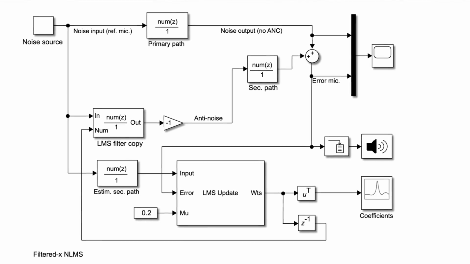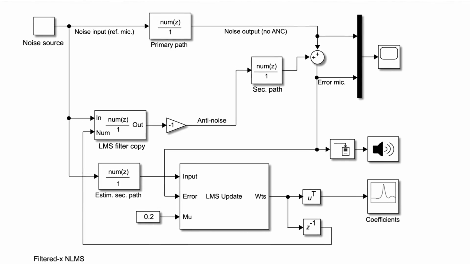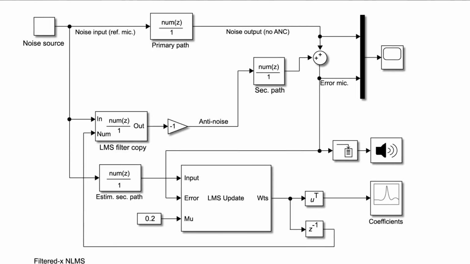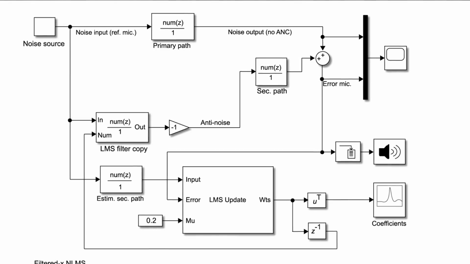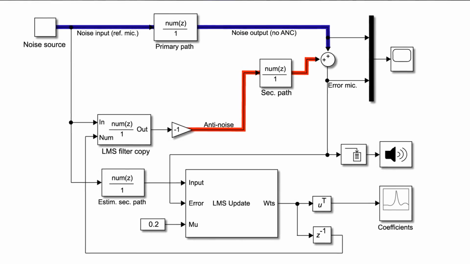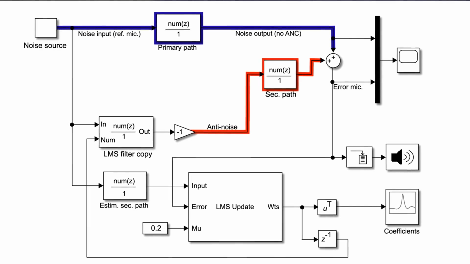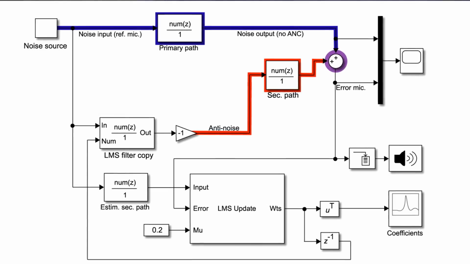Using Simulink, we created a simulated model of our PVC tube system and our active noise cancellation algorithm. This model allows us to simulate a real-world system using a rapid prototyping environment. For example, in this model, we are simulating the primary and secondary propagation paths with digital filter equivalents. In addition, we simulate the acoustic summation of the noise and anti-noise signals with a summing block.